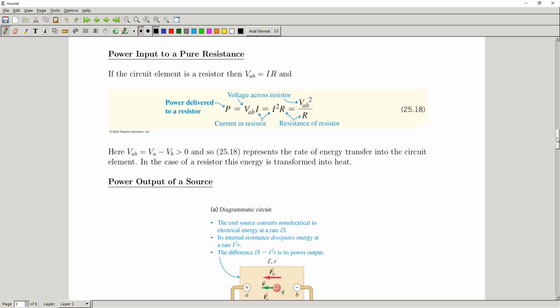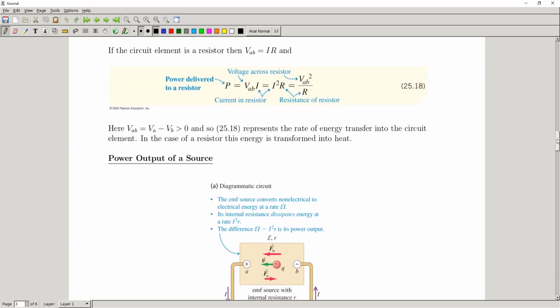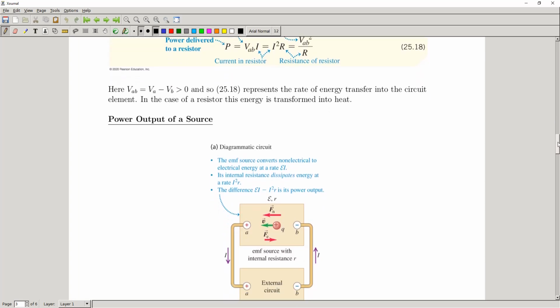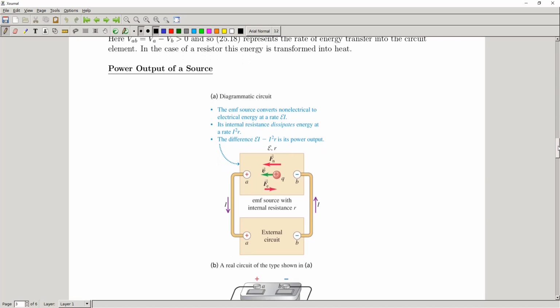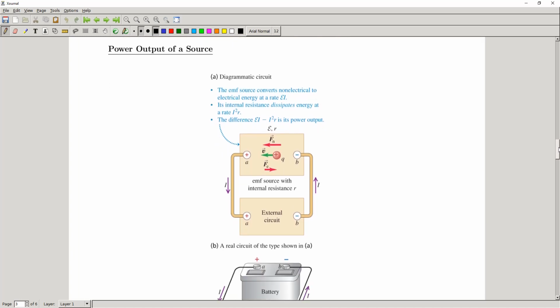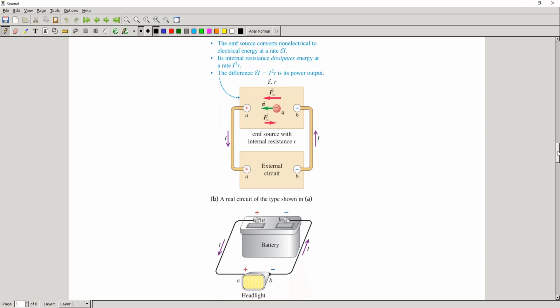So that's one example of one element that we could have in there. We now want to look at the power output of a source. Okay, so I put the diagram first here, and we're going to have a discussion about it afterward, but let's take a look at the diagram first. So we have a diagrammatic circuit here first, and then maybe I'll scroll down a bit. Can I get both? Yeah, we have the actual physical thing that we're thinking about when we're looking at this diagram here.